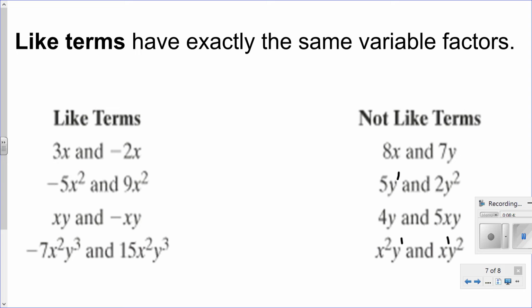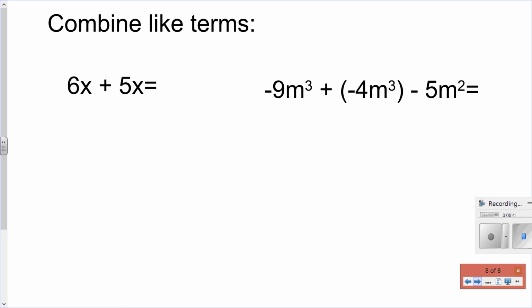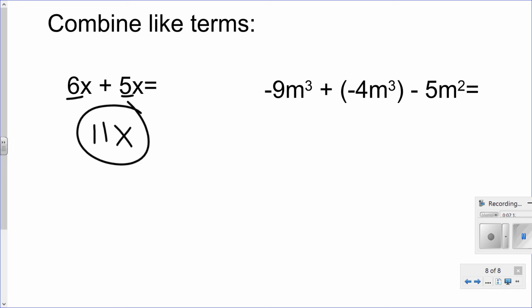With like terms, you combine like terms in addition and subtraction. So combine like terms. So over here I have 6x plus 5x. So what do you think that equals? Well, since they both have a variable x, the answer is going to have an x in it. It's not x squared because you're adding. It just stays x. But then you combine the coefficients. So 6 plus 5 equals 11.